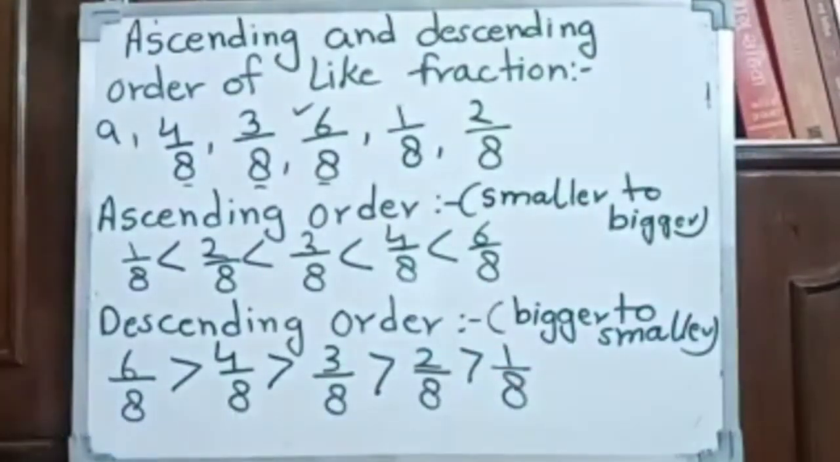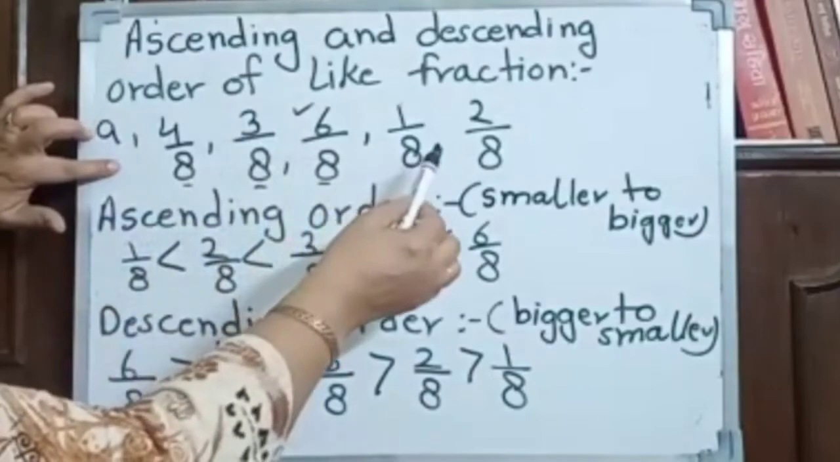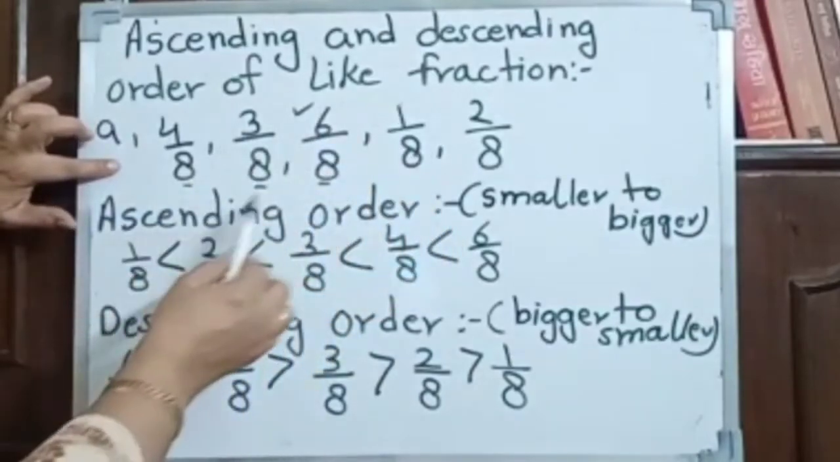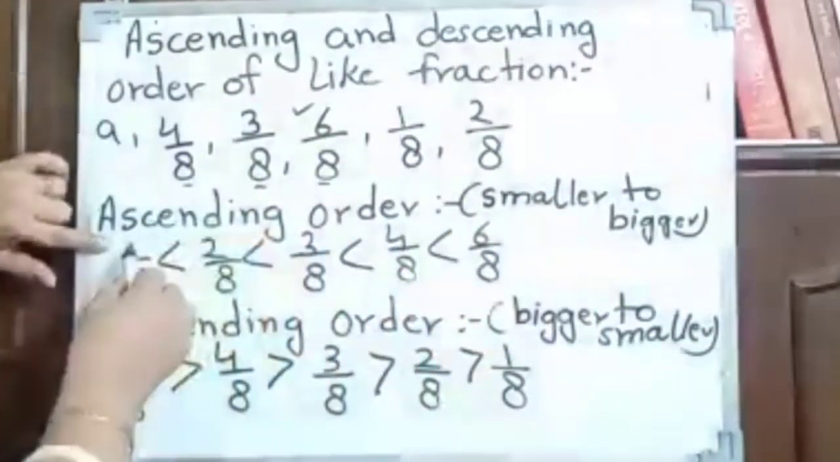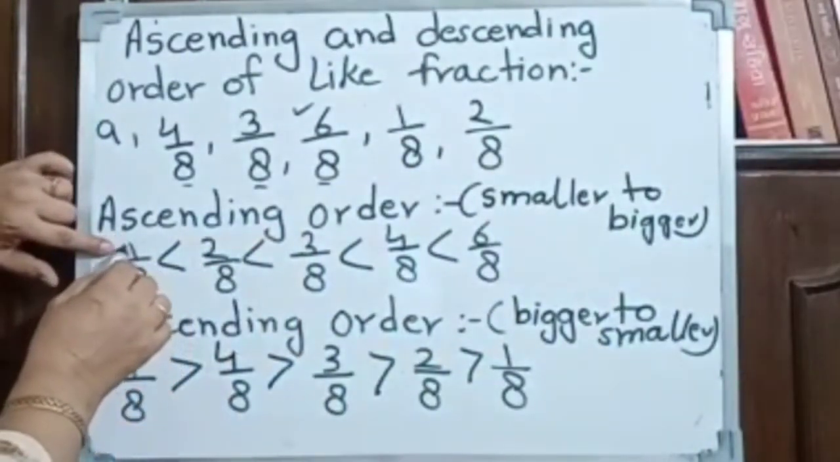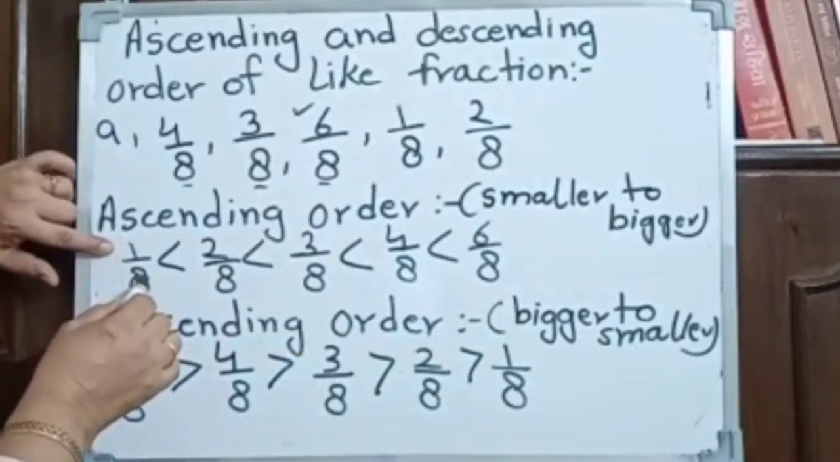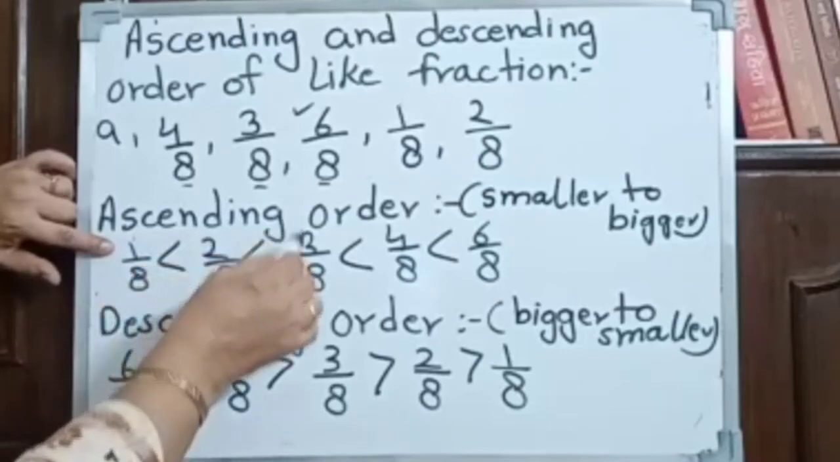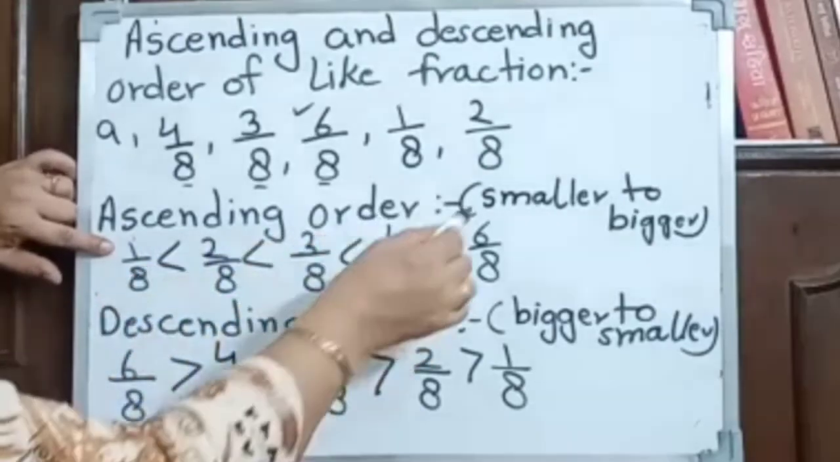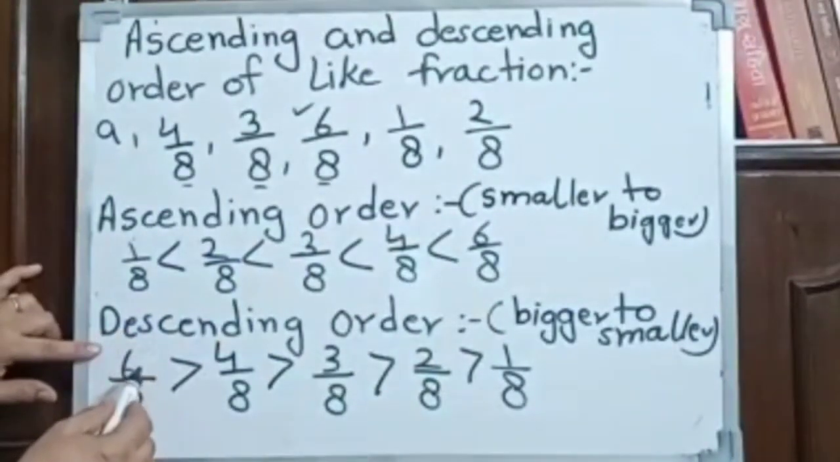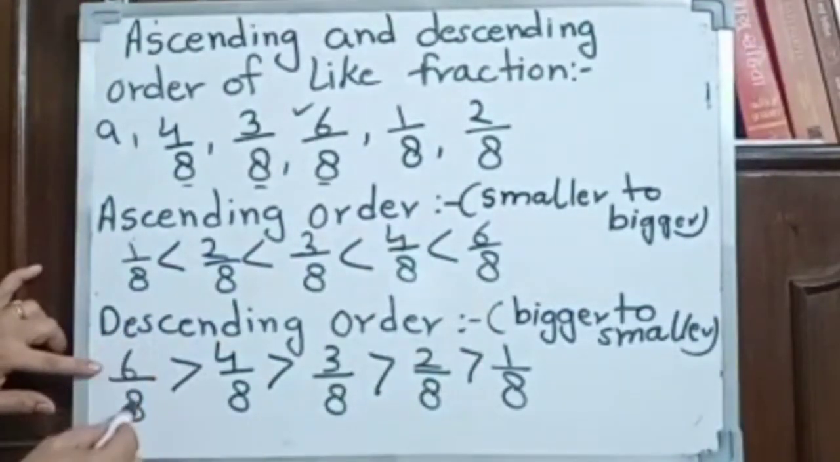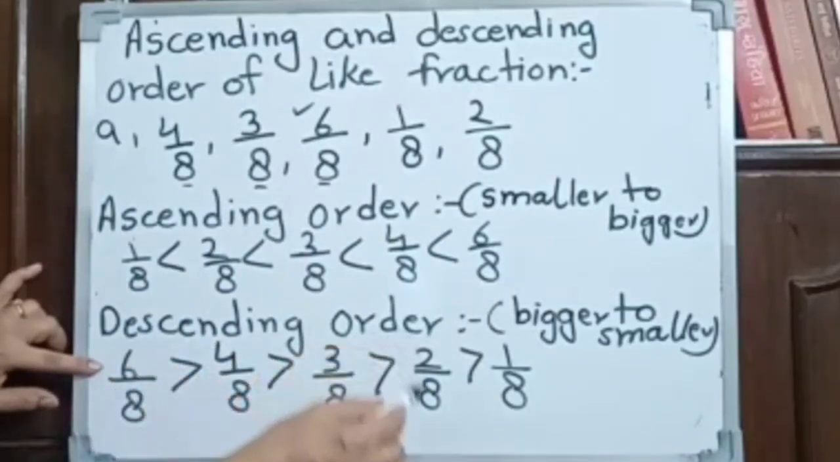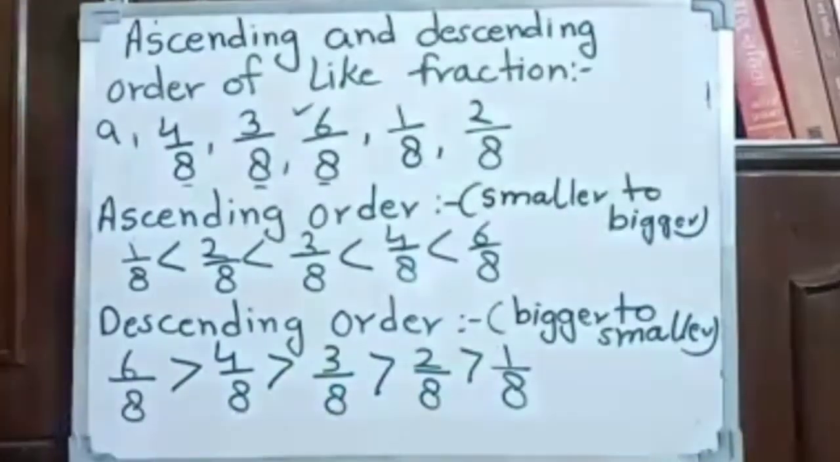So very simple. Whenever we have like fractions, we do ascending order, smaller to bigger. The smallest numerator is the smaller fraction. So 1 upon 8 is smaller, then 2 upon 8, then 3 by 8, then 4 by 8, then 6 by 8. Then descending order, bigger to smaller: 6 by 8 is the bigger one, then 4 by 8, then 3 by 8, then 2 by 8, then 1 by 8.